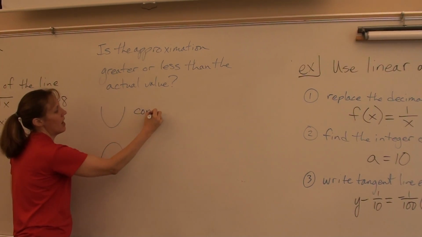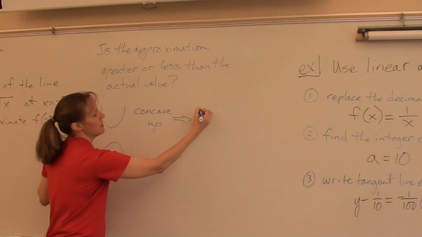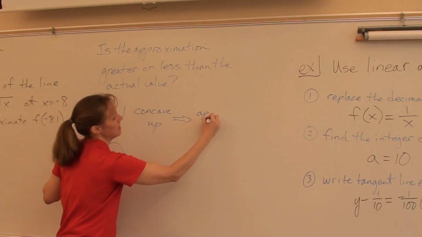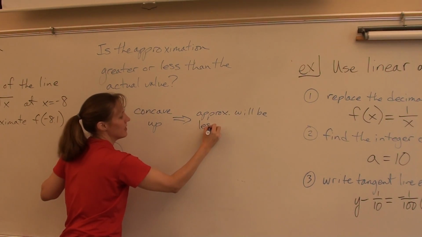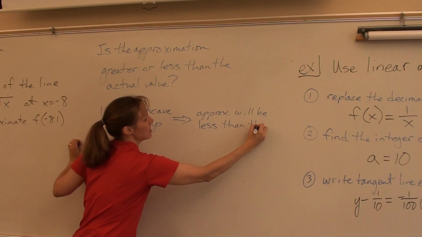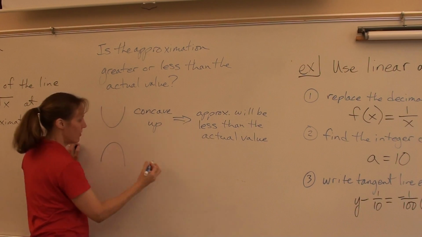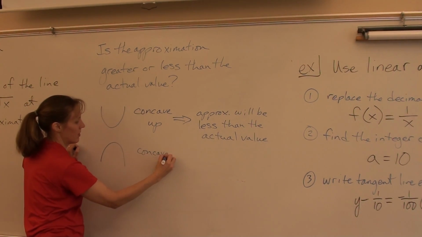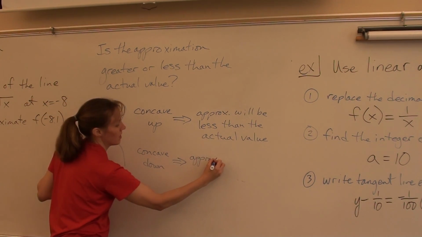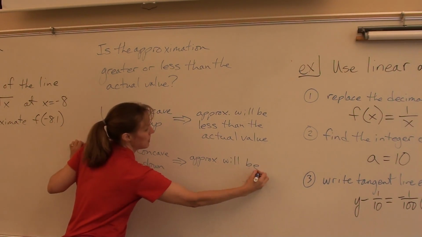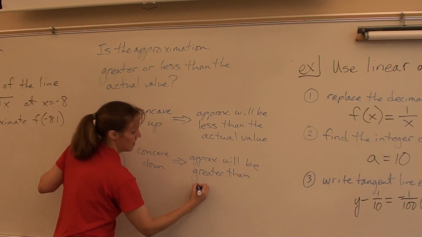So if a function is concave up, this means that the tangent line approximation will be less than the actual value. If it's concave down, then the approximation will be greater than the actual value.